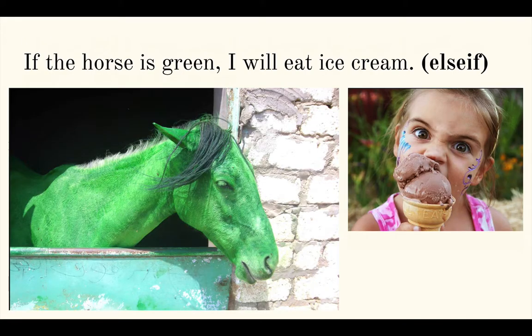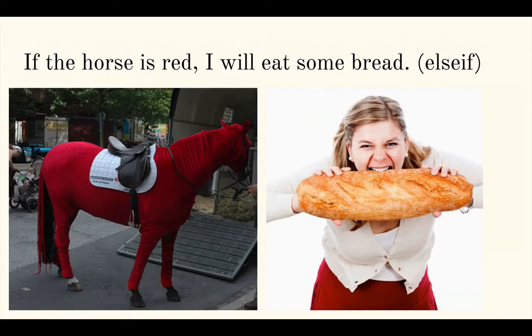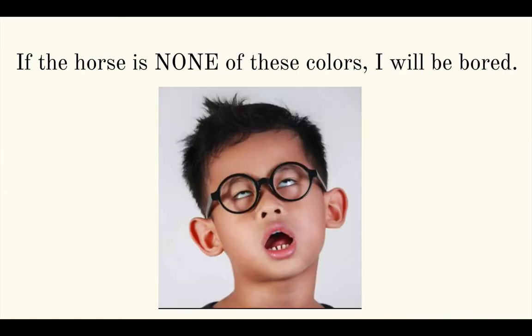If the horse is green, I will eat ice cream. This is an example of an else if statement. And if the horse is red, I will eat some bread. But if the horse is none of these colors, I will be bored.